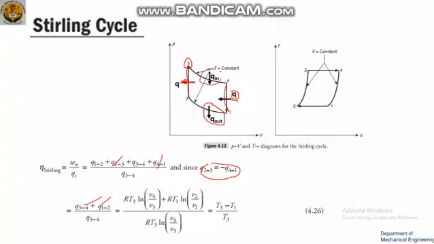You have the formula for Q3 to 4 as RT3 into ln V3 by V4. For Q1 to 2 it is RT1 ln V2 by V1, divided by RT3 ln V3 by V4, which will be equal to T3 minus T1 divided by T3. So this is the air standard efficiency for Stirling cycle.